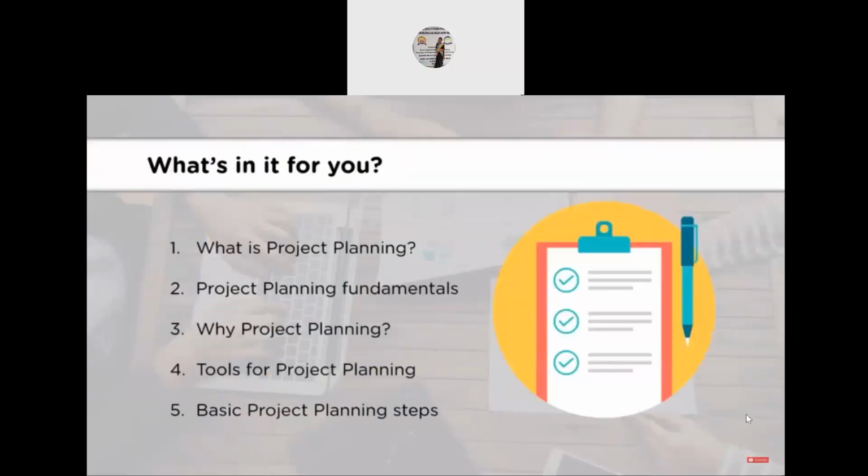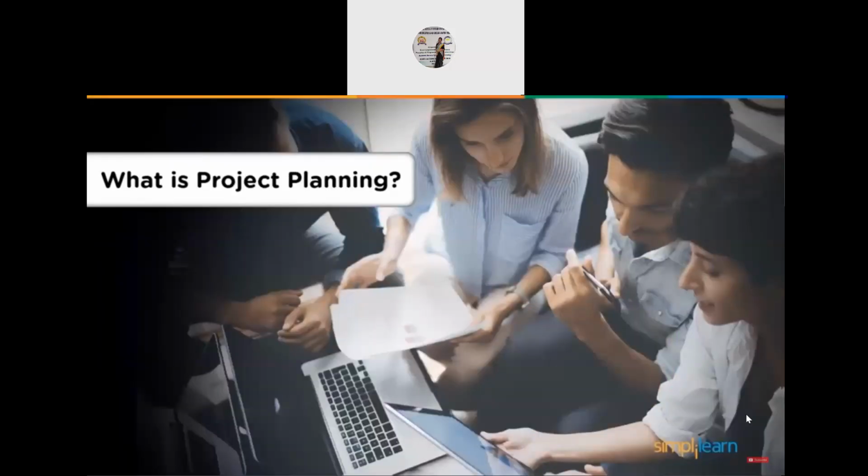So today, we will be learning about what project planning is and check out the fundamentals of project planning. Then we will see why project planning is so essential for a project to be successful. After that, we will check the tools for project planning, and finally, we will have a look at the steps for project planning. So without any further ado, let's begin with what is project planning.